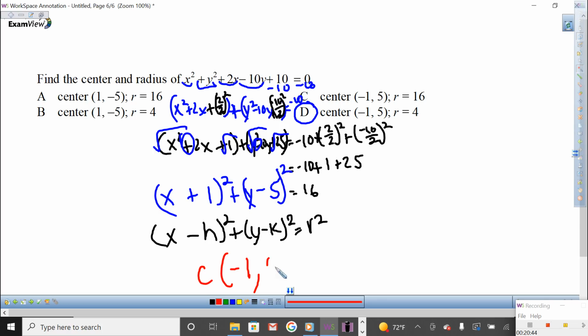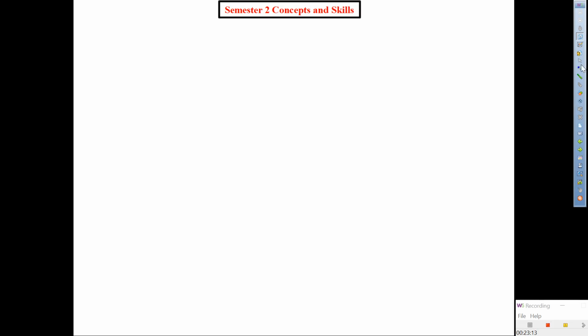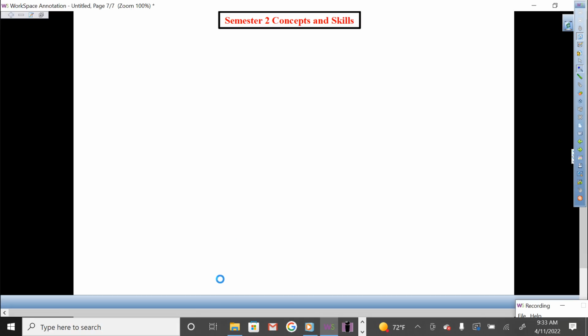My k does remain a 5, and the radius, how do we get that? Take the square root of 16, which is 4. The correct answer is D. Woo! We finished number 1 and 2. Let's go. All right, so with that said, back to our notes. Let's go to the next concept.